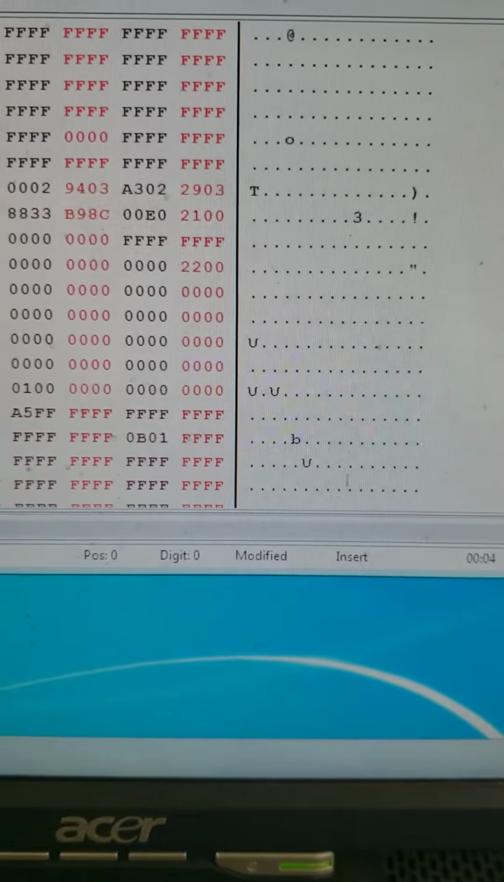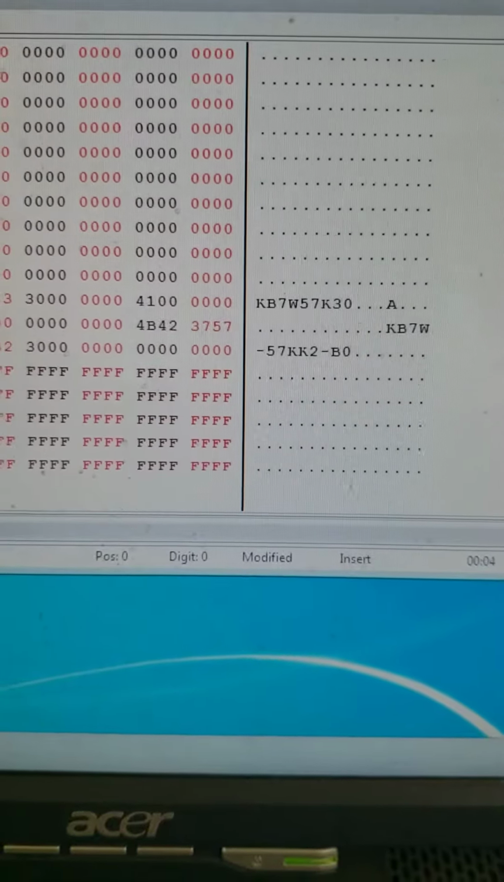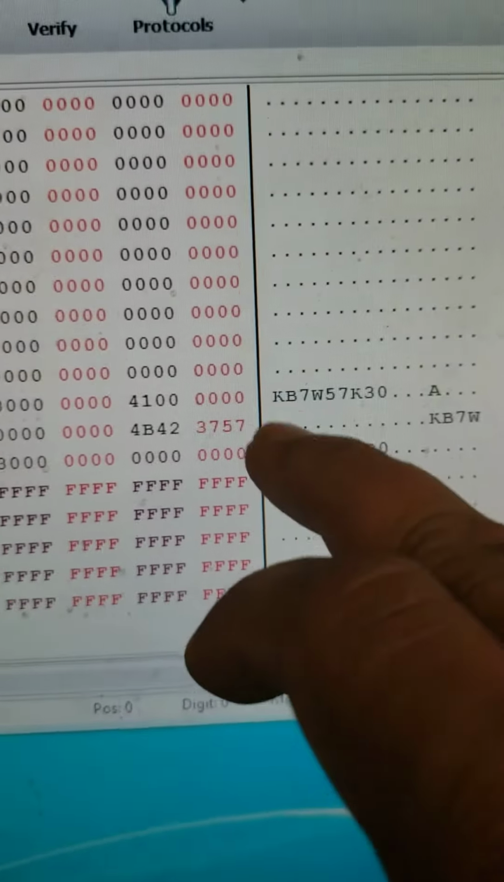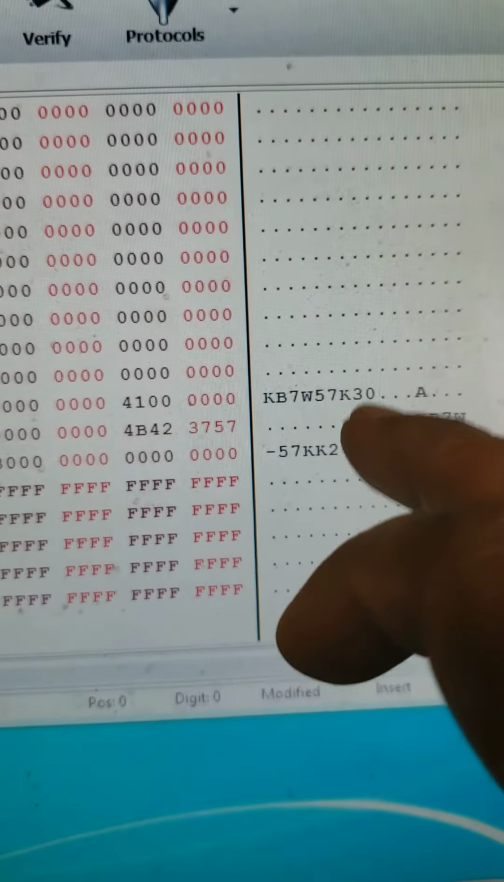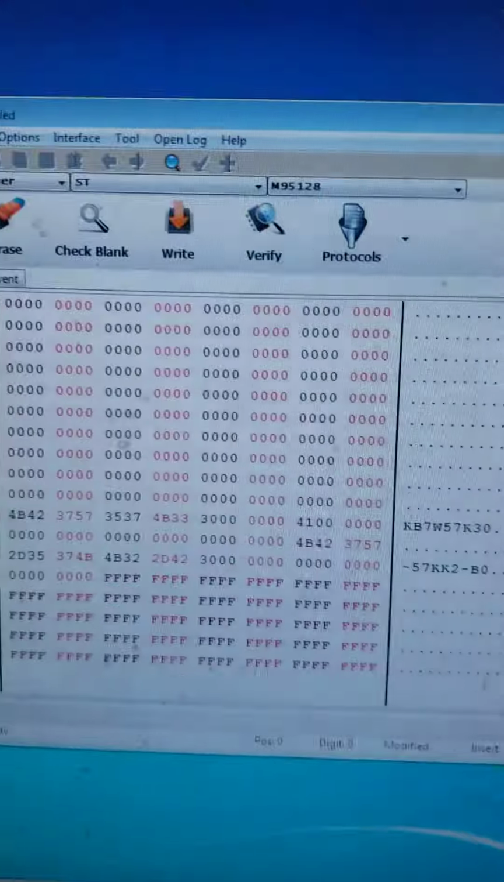Now, what I am looking for is, here we go. So you see this? KB7W57K30A right here. So it means I'm reading the right module.